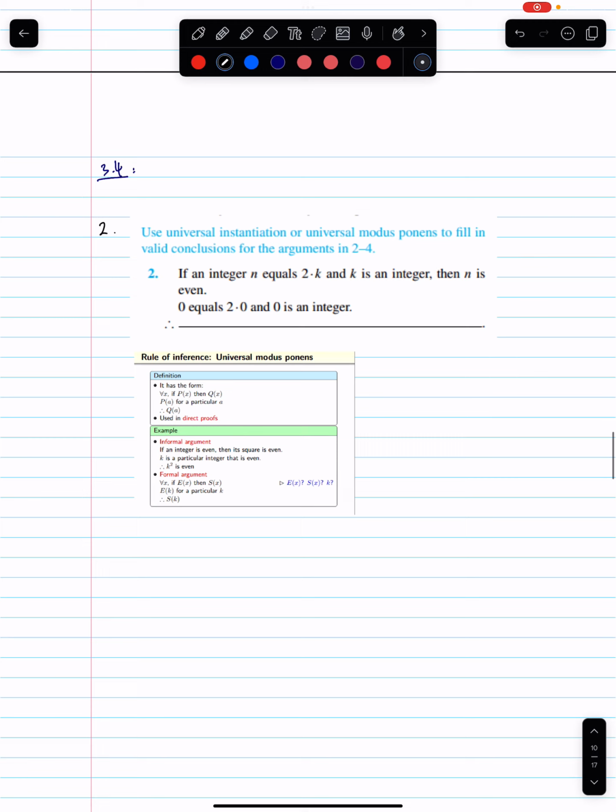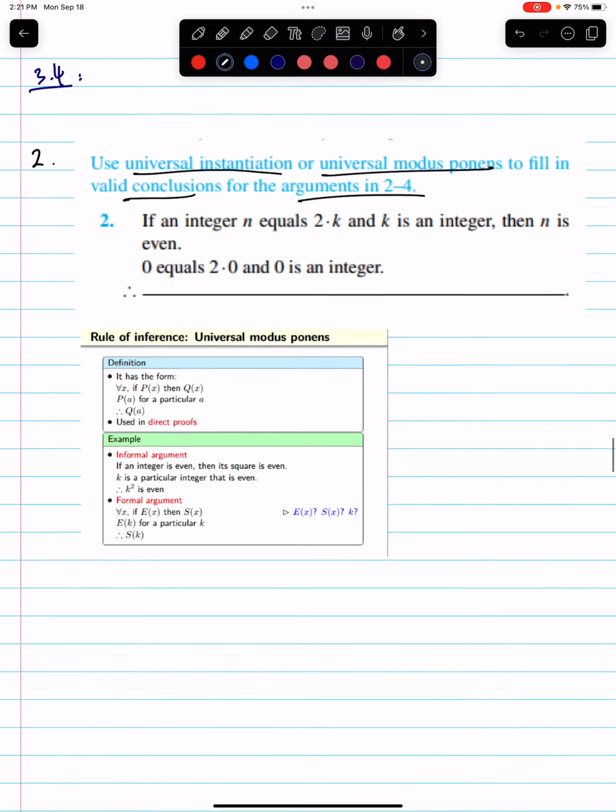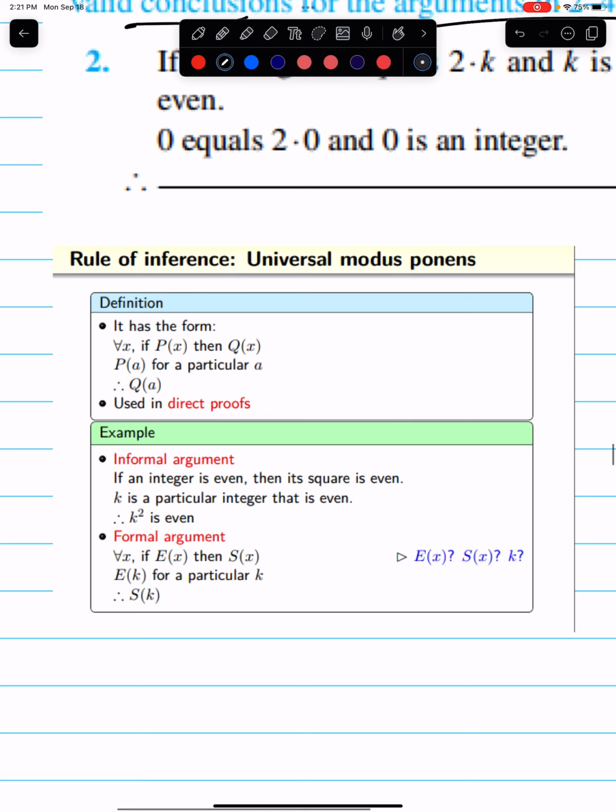Okay, here we have to use universal modus ponens. So use universal instantiation or universal modus ponens to fill in the valid conclusions for the arguments 2 through 4. And this is the universal modus ponens right here. It basically says if P then Q, and if we're given P, then we can successfully conclude Q.